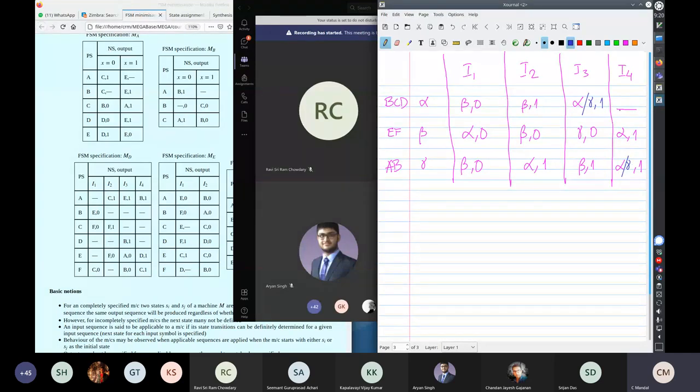So does it really make any difference? Suppose you choose it as alpha. If you choose it as alpha, you get a loop. If you choose it as gamma, you just have a transition to this.